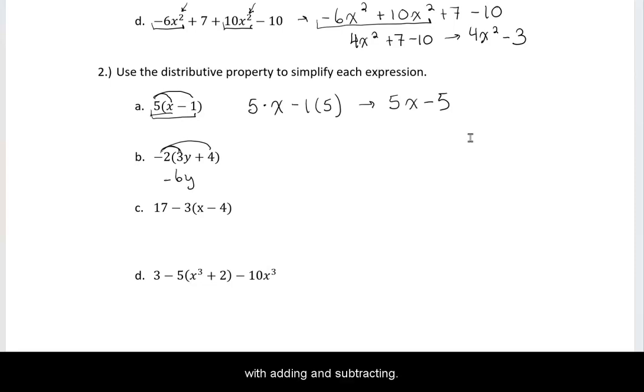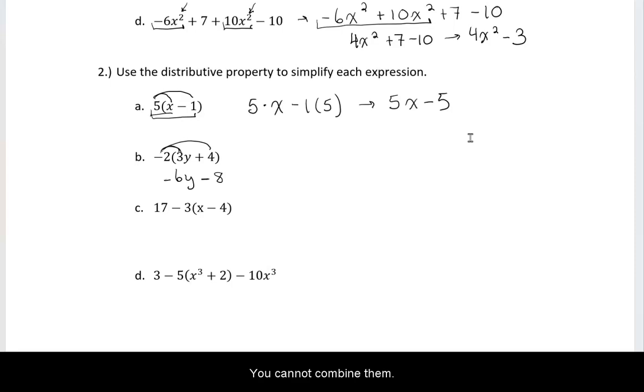Same thing as with adding and subtracting. You just look at those coefficients, do the calculation, and then the variable kind of goes along for the ride. All right, and then I have negative 2 times positive 4, which is negative 8. So negative 6y minus 8 is your final answer because, again, they're not like terms.